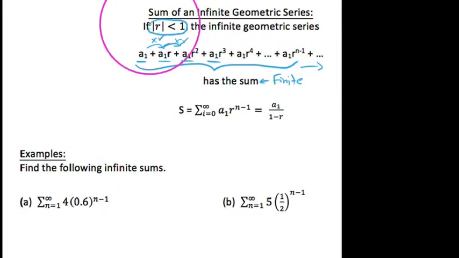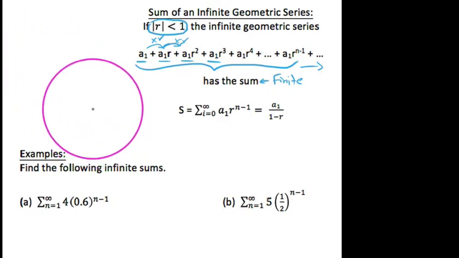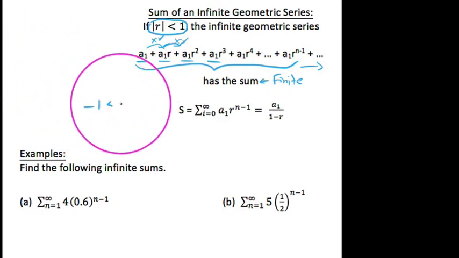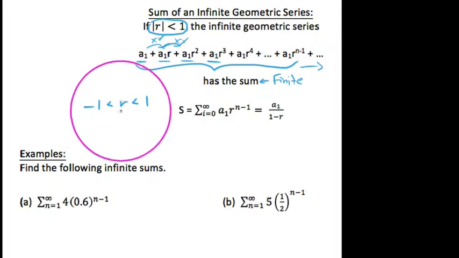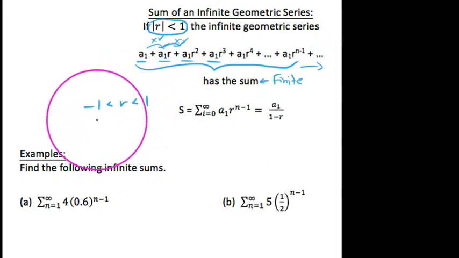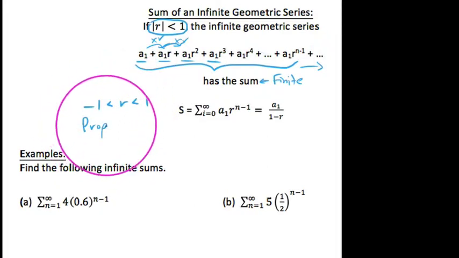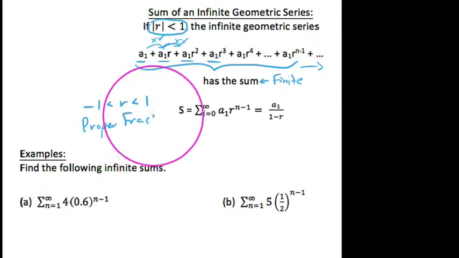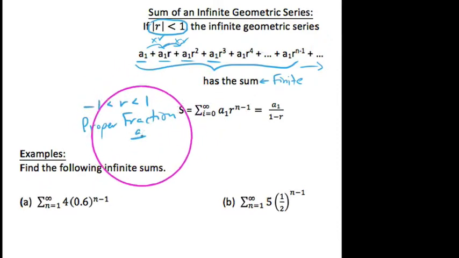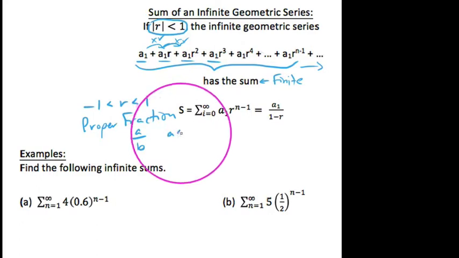In other words, what we're saying here is this. If the absolute value of r is less than 1, then r is some number between -1 and 1. It is a proper fraction. For those of you who need a little review, a proper fraction is any fraction a over b where a is less than b. That is, the top is smaller than the bottom.